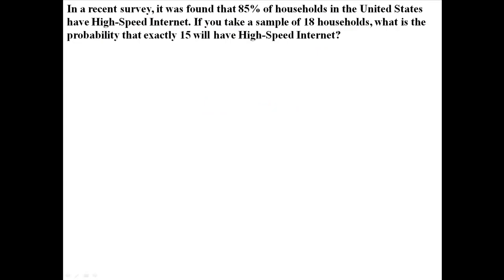In a recent survey, it was found that 85% of households in the United States have high-speed internet. That might not actually be true. I just made that up. This is just an example. So if you take a sample of 18 households, what is the probability that exactly 15 of those will have high-speed internet? So first of all, we need to determine if this is a binomial probability experiment.